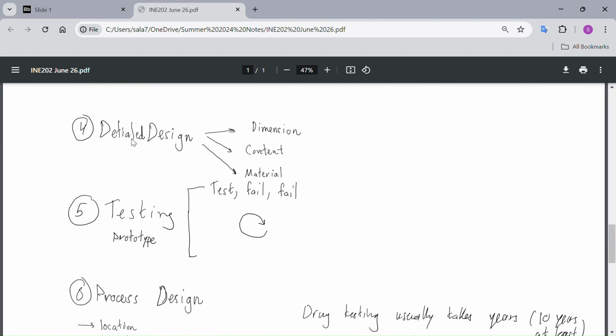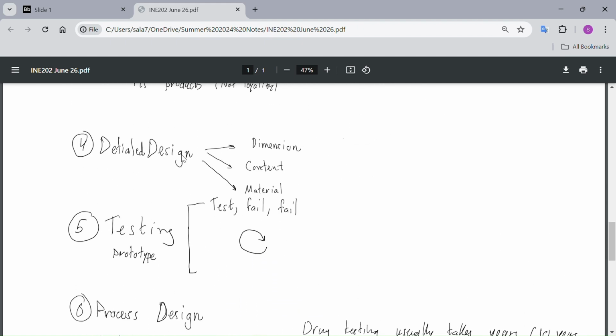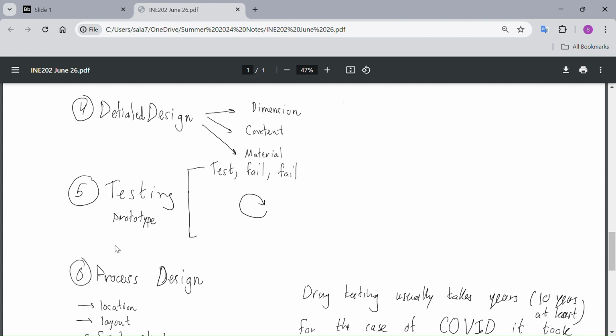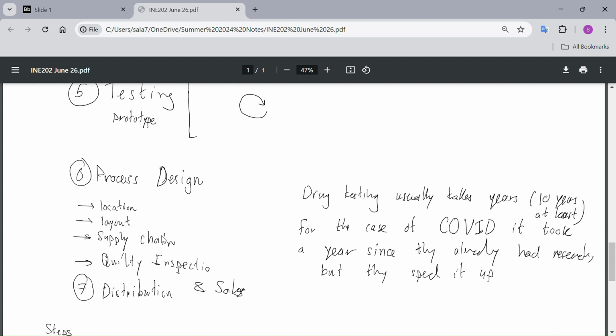And then we go for the detailed design. After we have the concept design, we go to the detailed design, which covers the dimensions, content, and material. After we design, we develop a prototype and test it. So we test, fail, and then repeat. And then we also have the process design, which covers the location, layout, supply chain, and quality inspection.